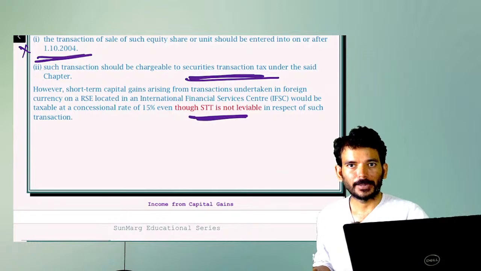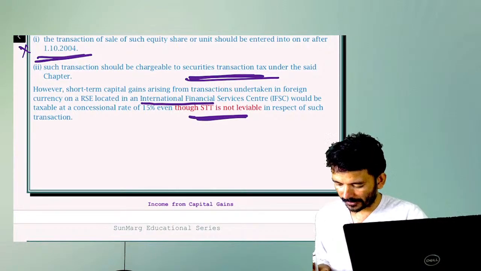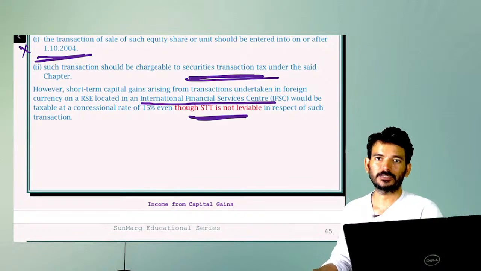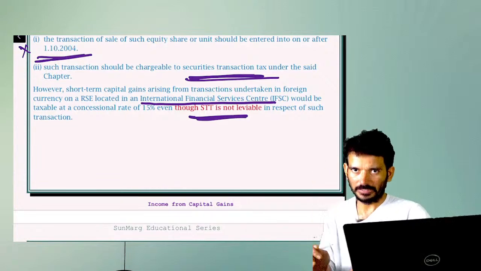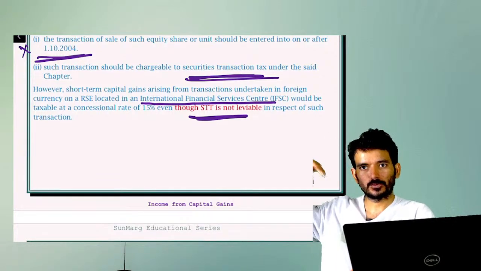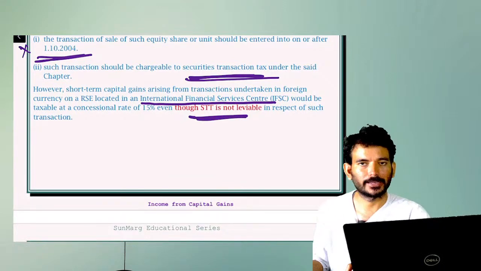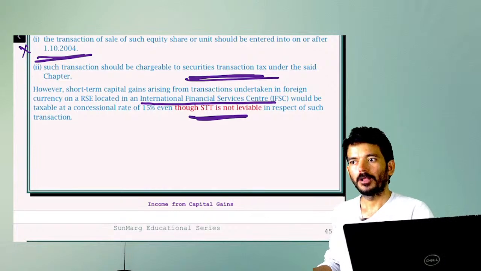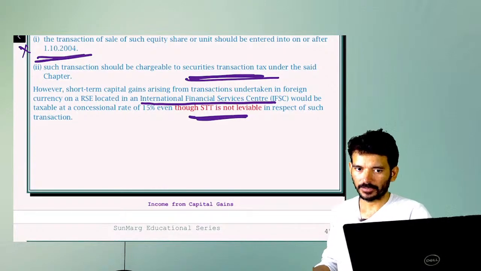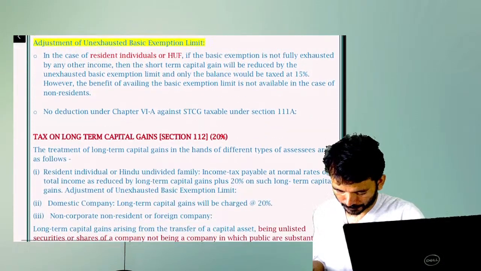STT is not applicable if the transaction is located in the international financial service centers, because the transactions take place in foreign currency. So generally STT should be there, but for non-residents who are directly dealing with this international financial service center, it is exempted from paying STT, it's fine. Even without paying STT, you can still end up paying 15%. For those, it's not a condition.